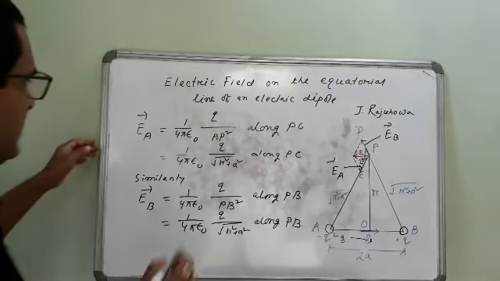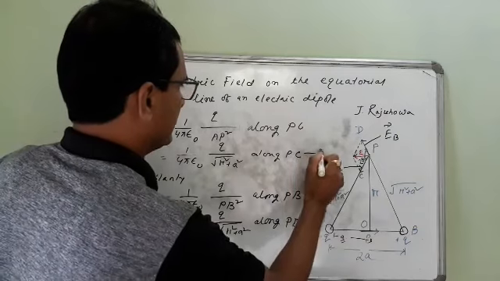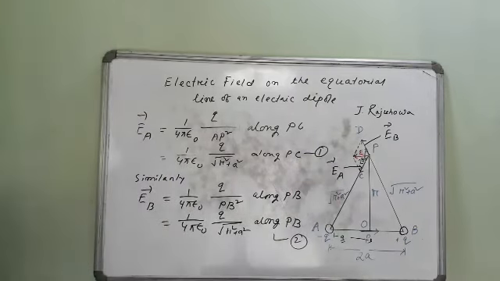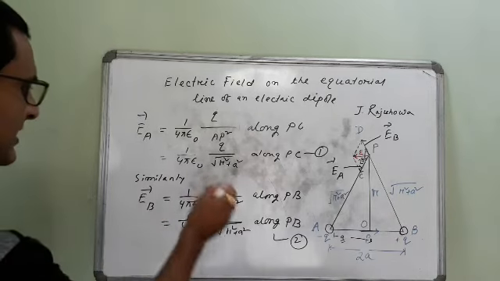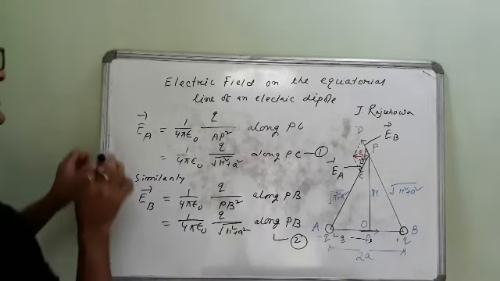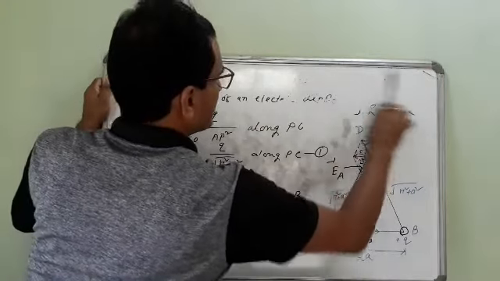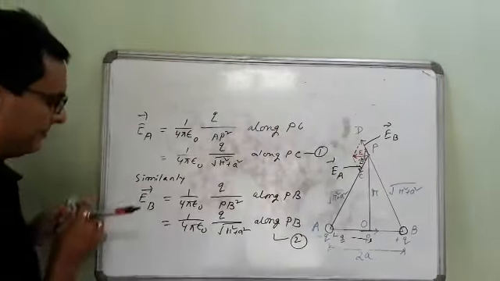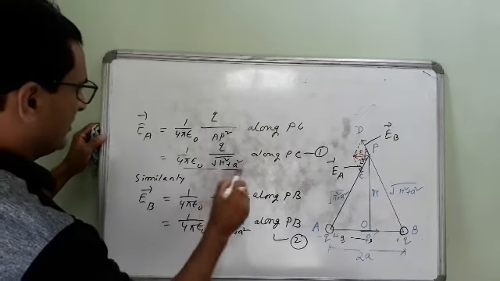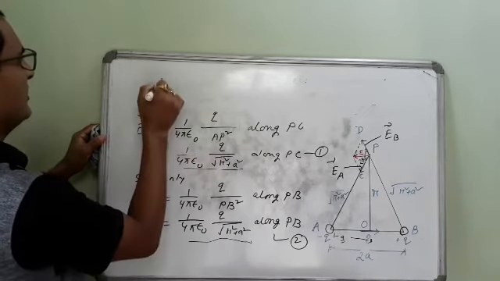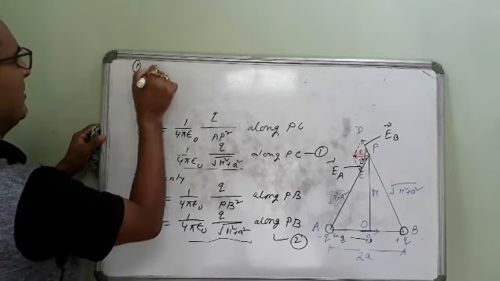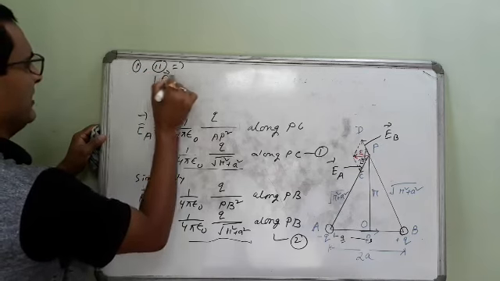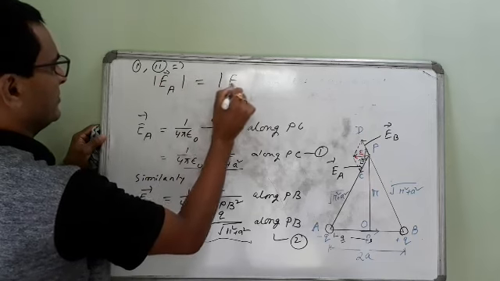Now let this equation be 1 and this equation be 2. From 1 and 2, what we have seen is that the magnitude of EA and EB is the same. You see, the magnitude of EA and EB is the same. So from 1 and 2, we can write the magnitude of EA is equal to the magnitude of EB.